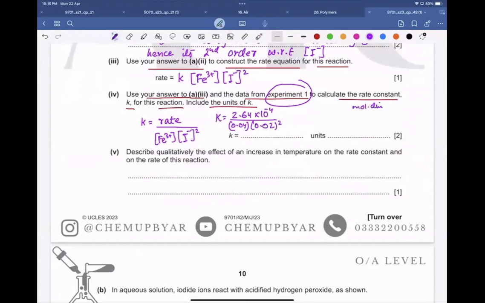The unit of rate is mol per dm cubed per second. And over here we get mol per dm cubed, and over here we get mol per dm cubed whole squared. So these would cancel, and when the mol per dm cubed whole squared goes to the numerator, it will become mol inverse squared dm^6 and second inverse. So yes, it's 16.5. Is this clear to all of you?